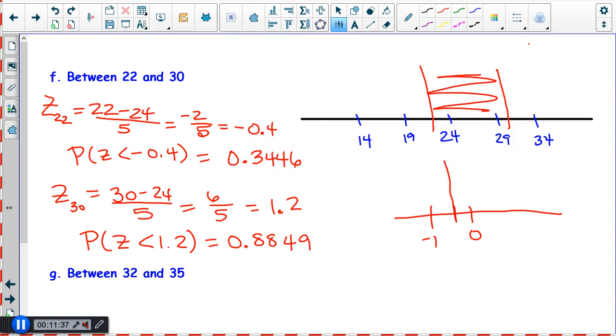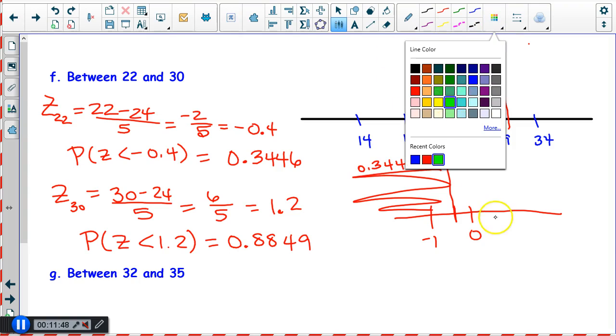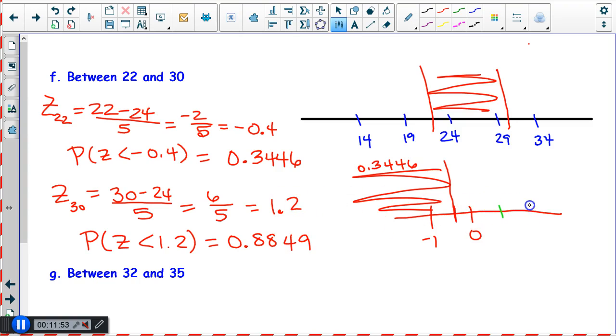So you're saying the probability of this is 0.3446. That makes sense? Okay. And now you're saying the probability of 1.2, so I have to go up 1, then 2 standard deviations. So 1.2 would be about right here, right? You're saying all of this, all of that is, so you can subtract the two to figure out in between.